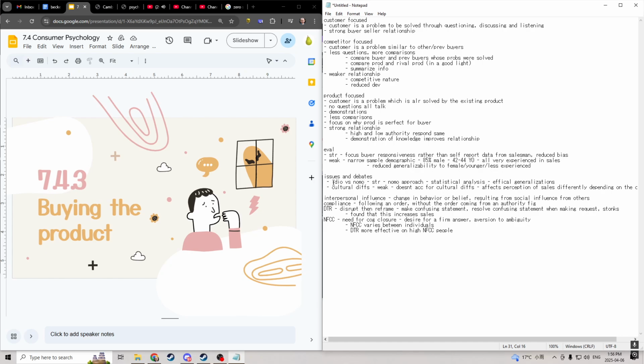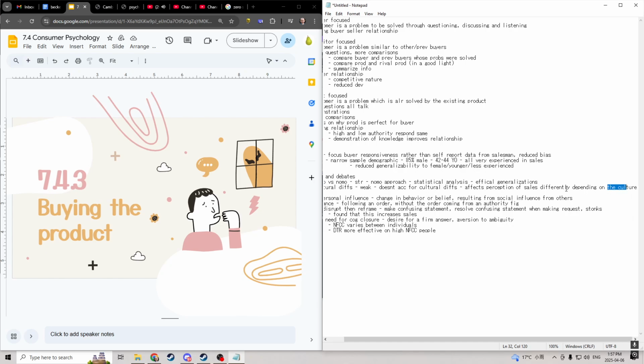Then issues and debates. Idiographic versus nomothetic, right? A strength of the nomothetic approach is that they use statistical analysis and made generalizations on the efficacy of those things. But cultural differences, very weak. It doesn't account at all for cultural differences, and of course, the perception of different types of sales is different depending on the culture that you're from.